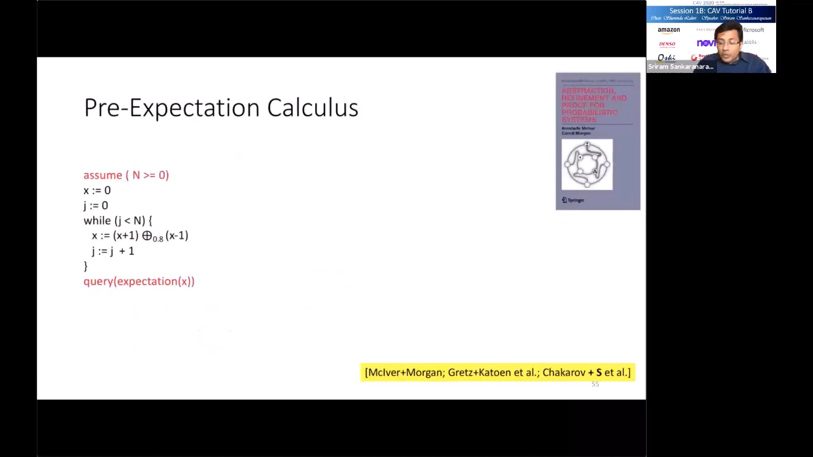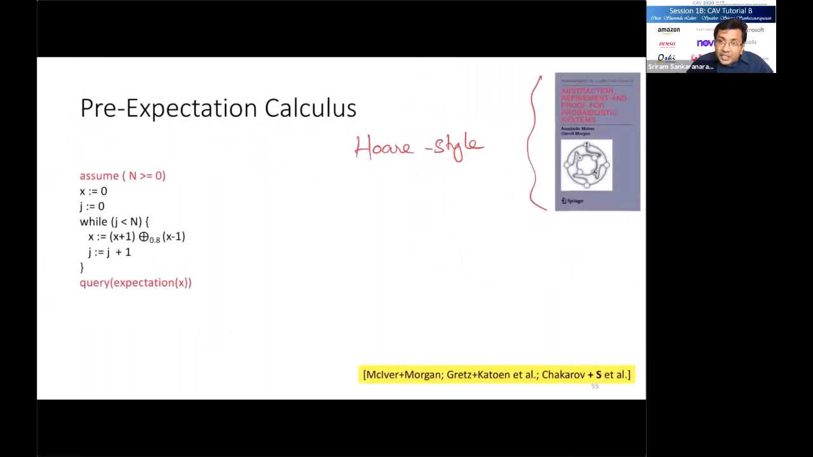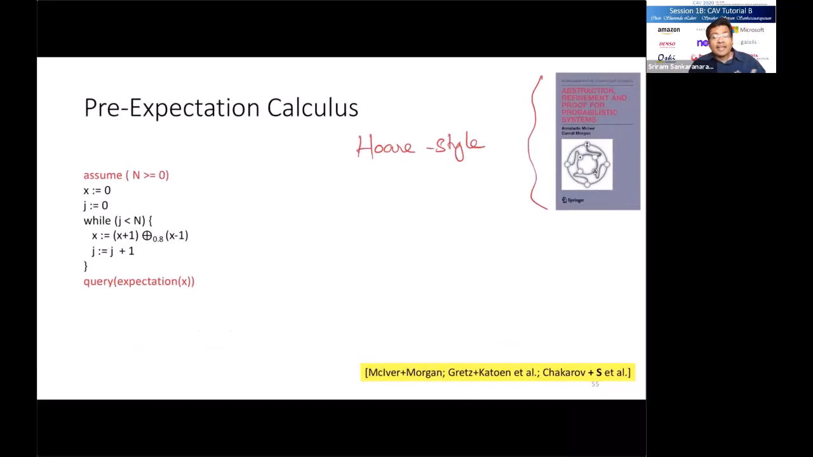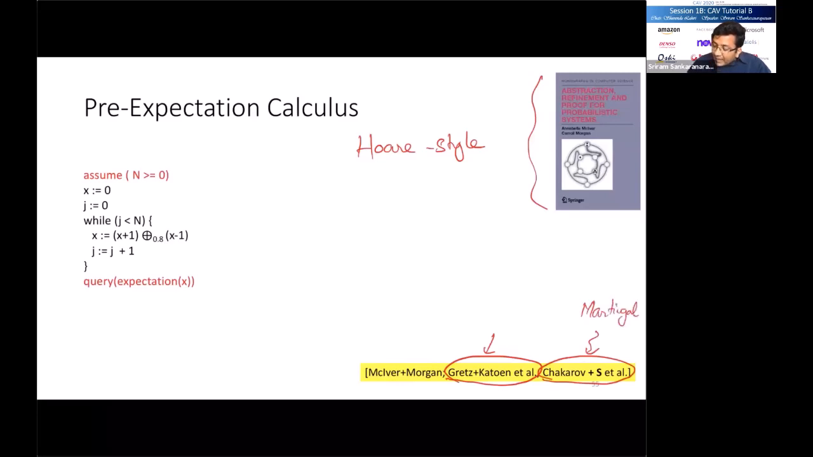There is a very nice work on Hoare style reasoning or Dijkstra style reasoning using what are called pre-expectations by McIver and Morgan. This is a very, very nice book by McIver and Morgan, which explains how to do this on finite state probabilistic programs. I recommend this book as very nice reading. There's been a lot of work by Friedrich Gretz and Joost-Pieter Katoen on mechanizing this and automatic invariant inference. There's been a lot of work by my student Aleksandar Chakarov and myself on tying this to something called martingale theory and using that to extend this a little bit to infinite state probabilistic programs with continuous distributions.